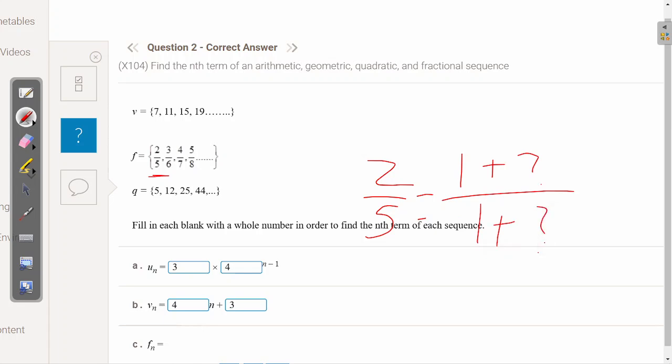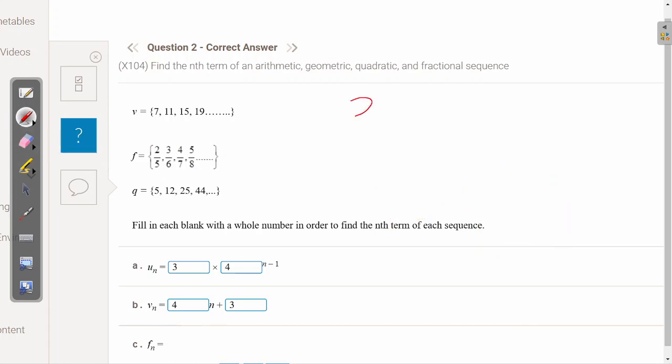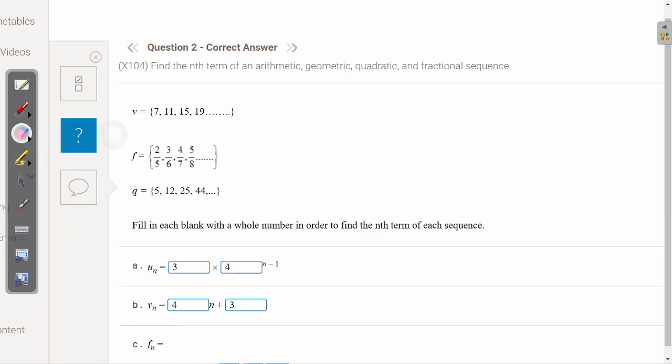So you can see that the numerator something is 1, since 1 plus 1 is 2, and the denominator one is 4. You can check this with the other ones. You can do 3 over 6 equals 2 plus something over 2 plus another something. Again, it will be 1 and 4. So that's how you find it.